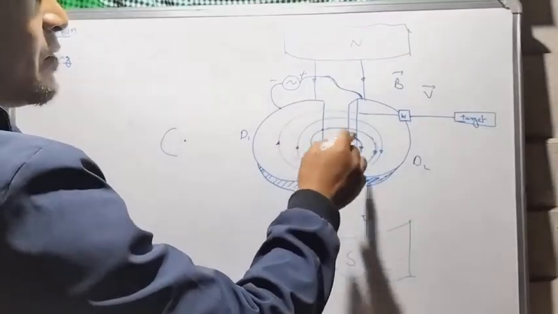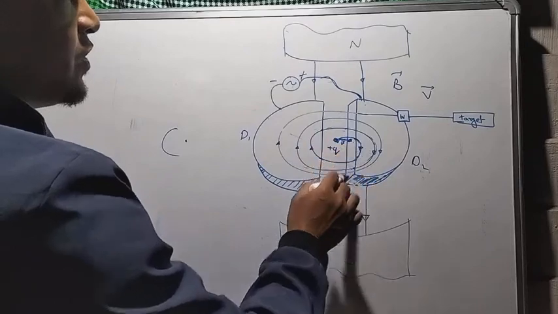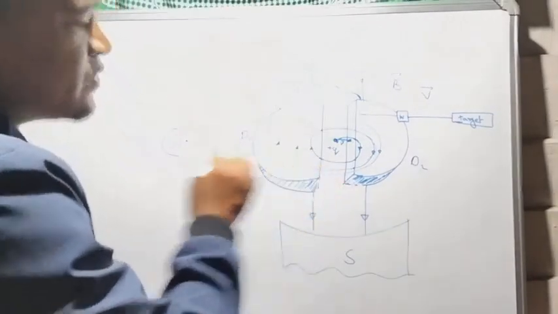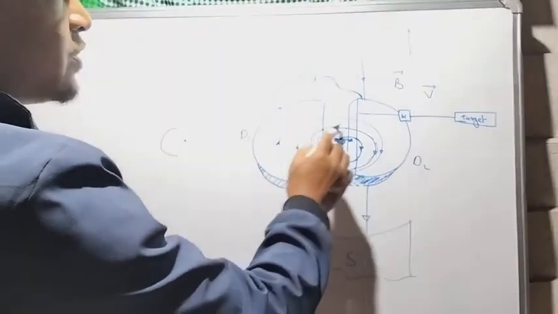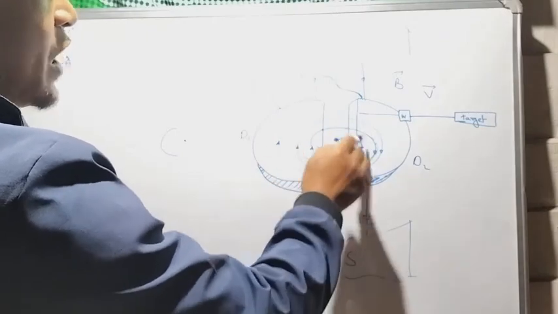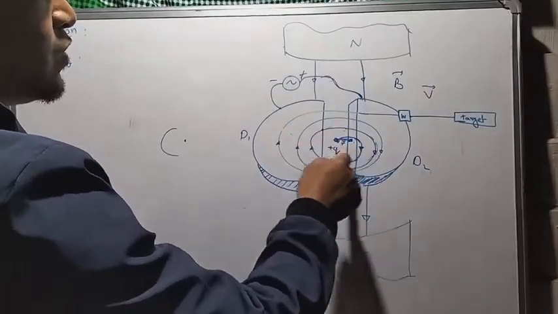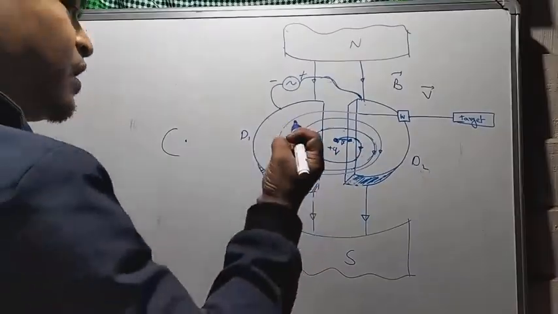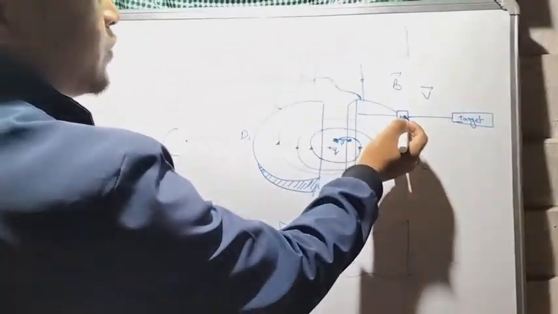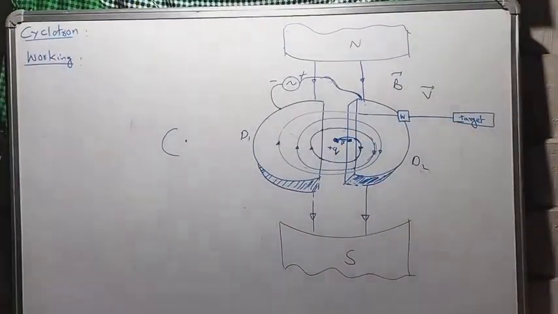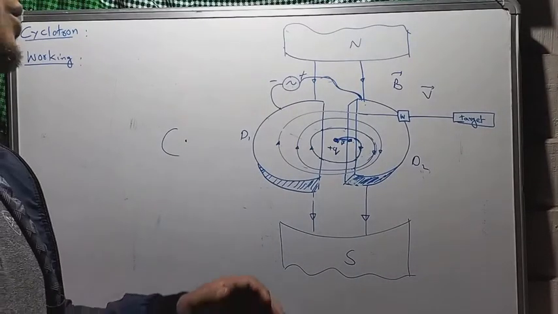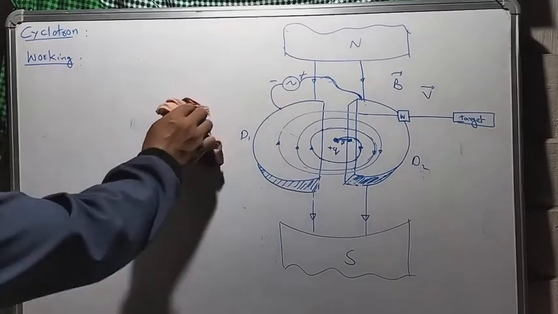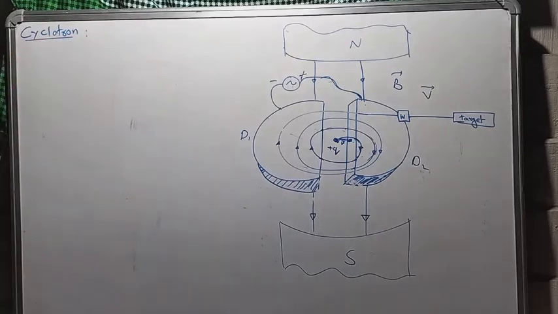And please remember here that every time the charge enters the D, it will gain energy. And every time the charge is inside the D, it will move in a circular path. So if the process continues in this way, then what happens? The charge will keep on circulating around the two D's till it gains enough energy that it will come out of the window and then hit the target. Okay, so this is the working of a cyclotron. After this, we will see the theory of a cyclotron.